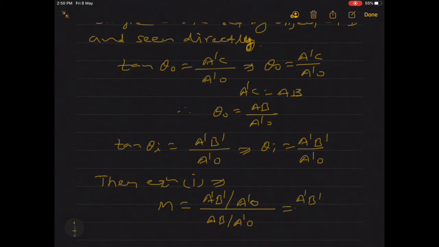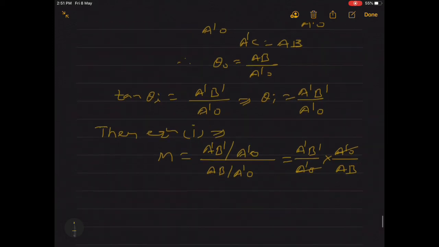If you simplify this, it would be A dash B dash upon A dash O into A dash O upon AB. So A dash O is cancelled. Then what do we have? Then we have m is equal to A dash B dash upon AB. And A dash B dash is what? Image. AB is object. So m is also the ratio of size of image to the size of object.